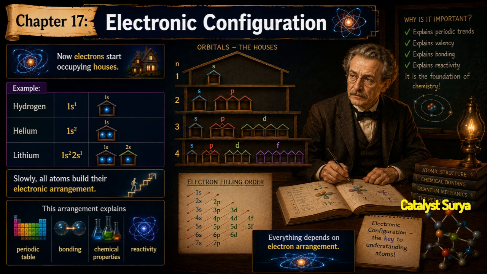Finally, electrons begin filling orbitals one after another. Hydrogen has 1 electron in the 1s orbital. Helium has 2. Lithium begins filling the 2s orbital after completing the first shell. Slowly, every element builds its own unique electronic configuration. This arrangement determines the chemical properties of every element. It explains the periodic table. It explains chemical bonding. It explains reactivity. In fact, it explains almost all of chemistry.